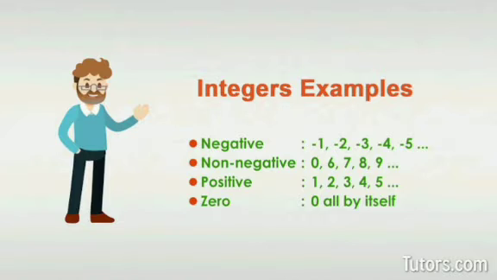Today we will be discussing integers. We have various negative integers: -1, -2, etc. Non-negative integers: 0, 6, 7. Positive integers: 1, 2, 3, and 0.